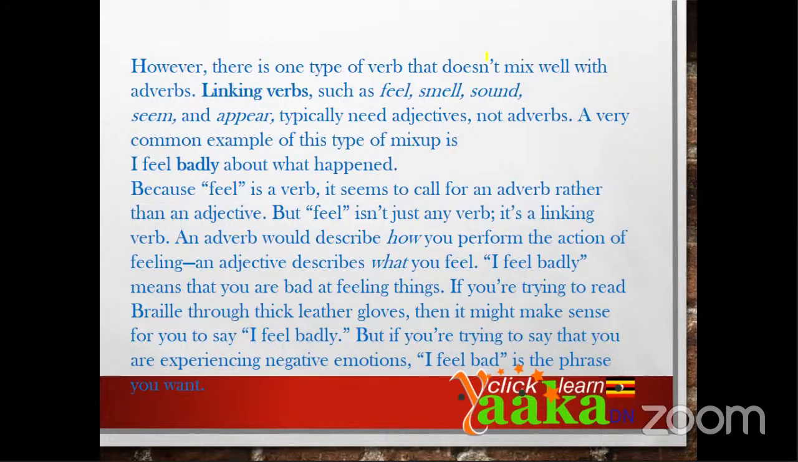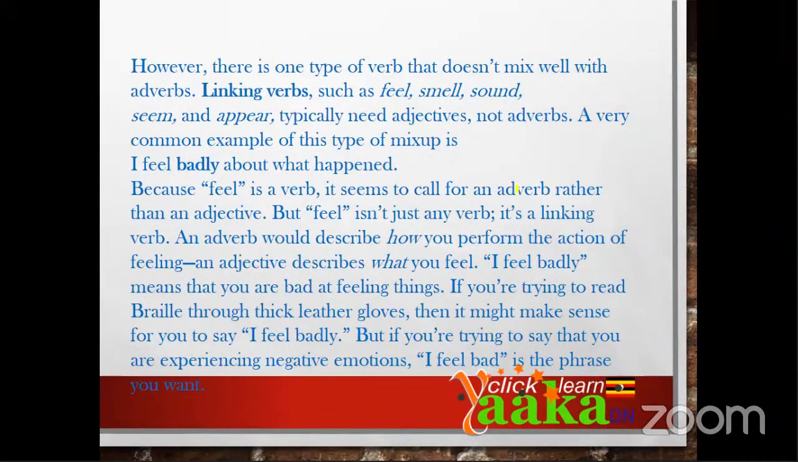However, there is one type of verb that doesn't mix well with adverbs. Linking verbs such as feel, smell, sound, seem, and appear typically need adjectives, not adverbs. A very common example of this type of mix-up is, I feel badly about what happened. Could you pause there? Please pause.